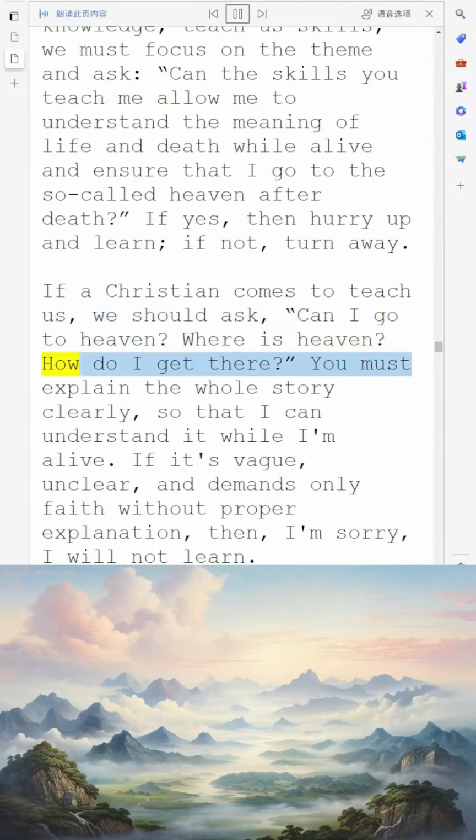If a Christian comes to teach us, we should ask, can I go to heaven? Where is heaven? How do I get there? You must explain the whole story clearly so that I can understand it while I'm alive. If it's vague, unclear, and demands only faith without proper explanation, then, I'm sorry, I will not learn.